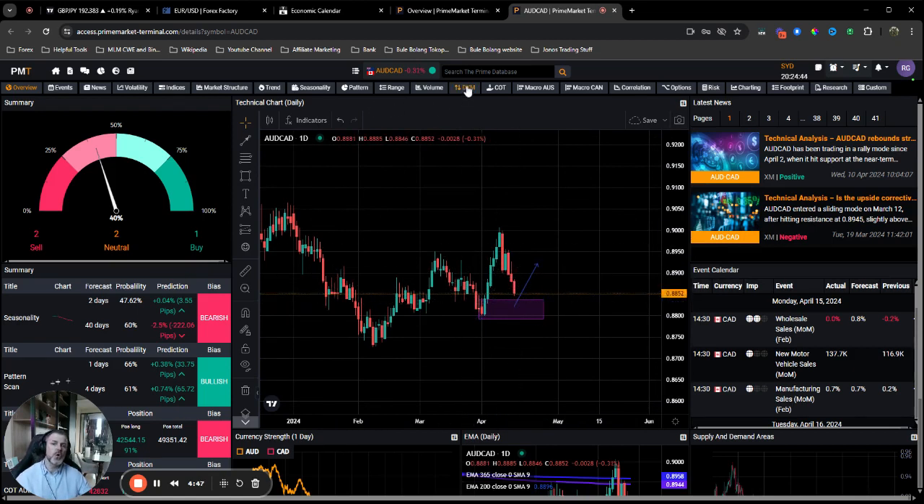If we look at, so what we want to be doing is look at the overview. If it says sells just now, we know that we're looking for buys, because fundamentals is number one, right? Data is number two, technical analysis entry is number three, okay? So fundamentally, we know Aussie is strong, Canadian dollar is weak.